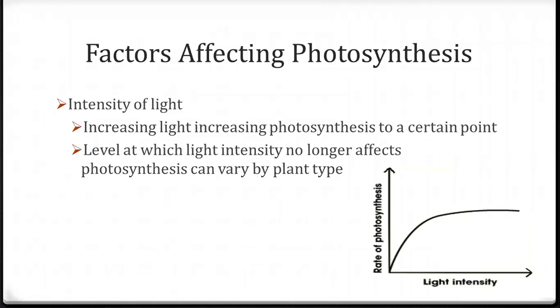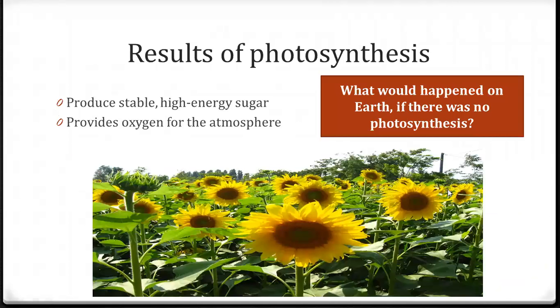And then the intensity of light. Increasing light intensity increases the rate of photosynthesis, so how fast photosynthesis occurs, but only to a certain point. After this point, it's not going to go any faster. The level at which the light intensity no longer affects photosynthesis can vary by plant type, like if it is a shade tolerant plant or something like that.